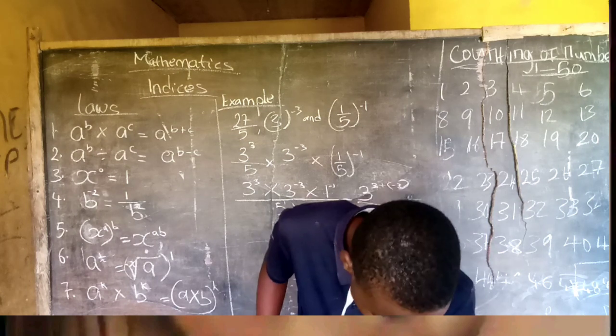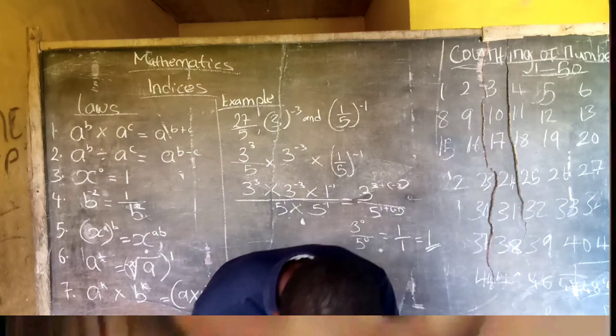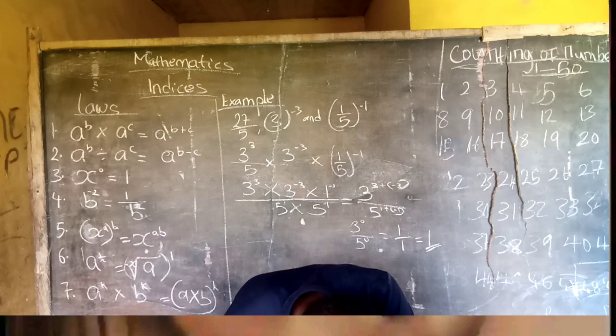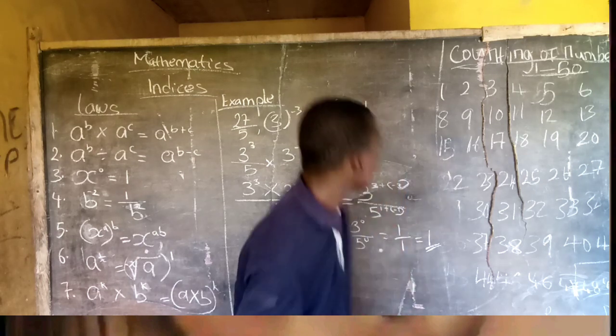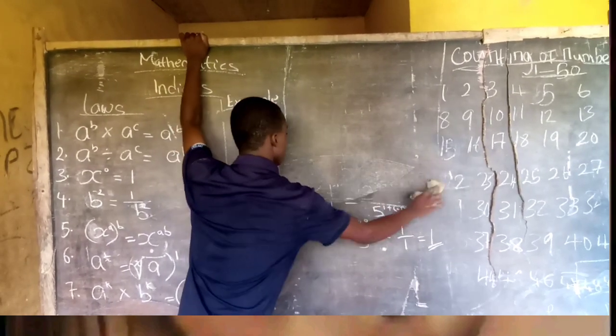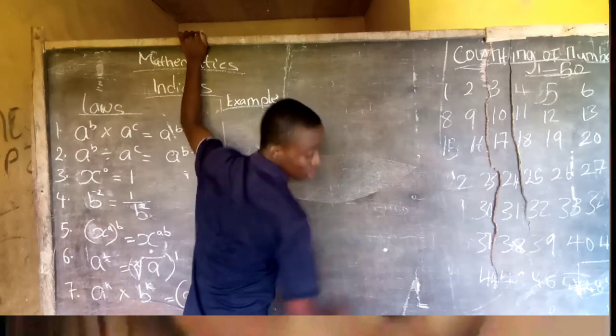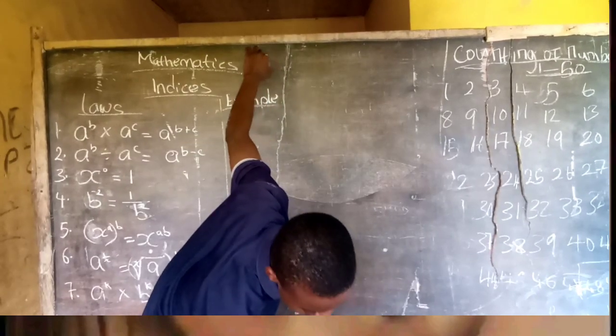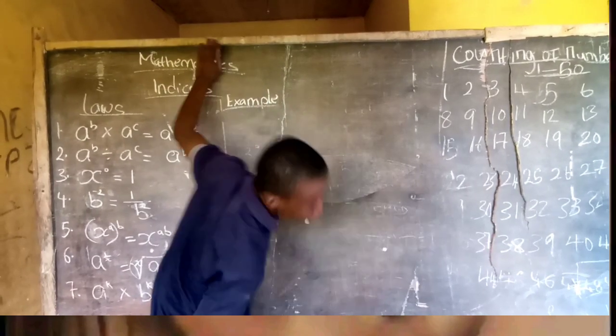Okay, the second question. Here we are asked to find the value of the expression. Now let's just simplify the expression. 2 to the power of half multiplied by 3 to the power of half.